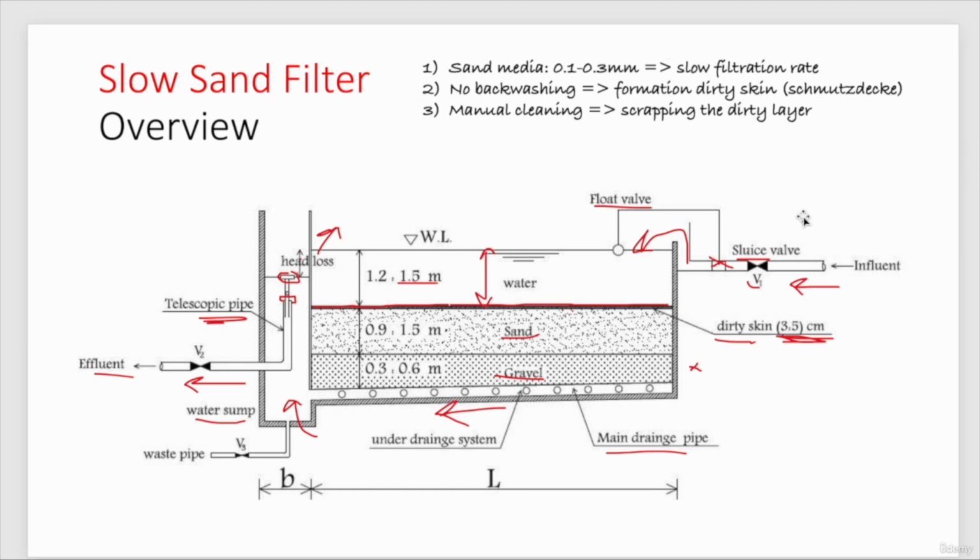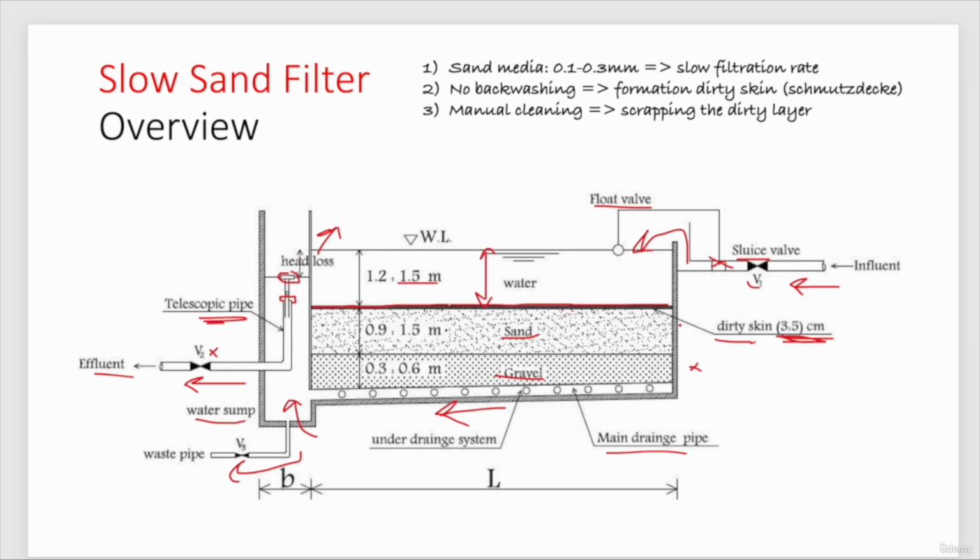So the operator or the worker is going to close the sluice valve. He is going to close V1 and he will open V3, the waste pipe. So the water will be drained. We will get rid of the water within the filter, and of course V2 will be closed, and he will remove manually this layer, the dirty skin layer. He will remove it manually.